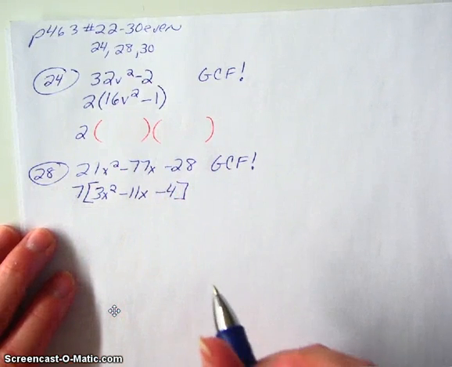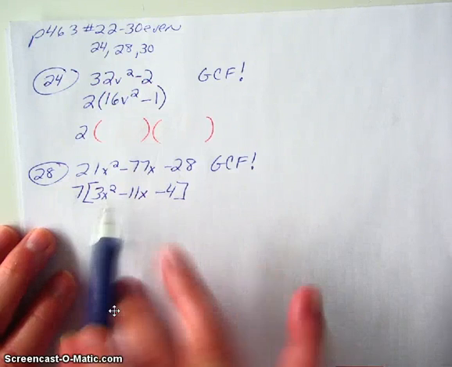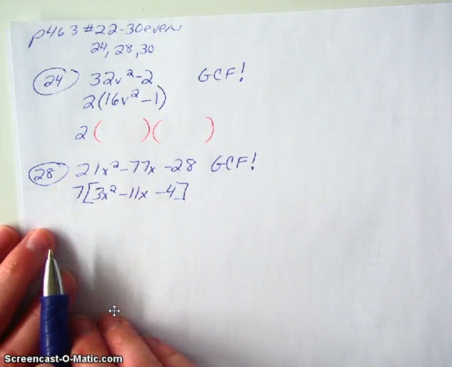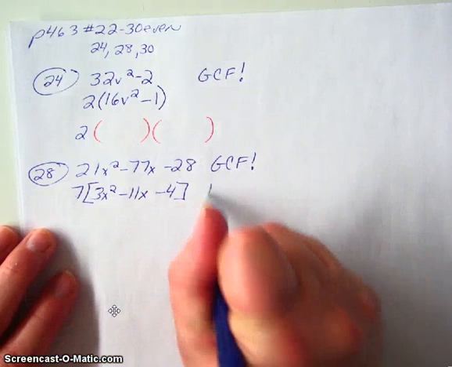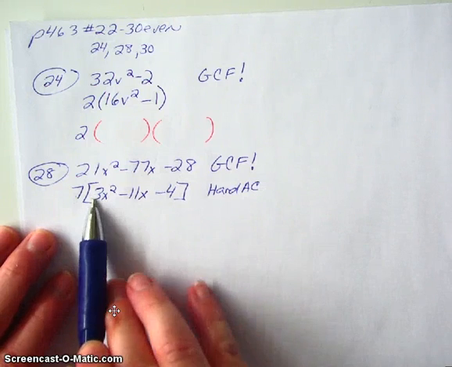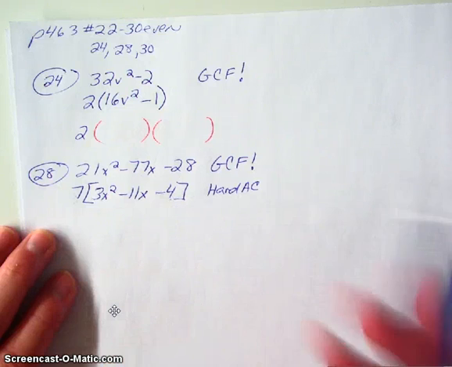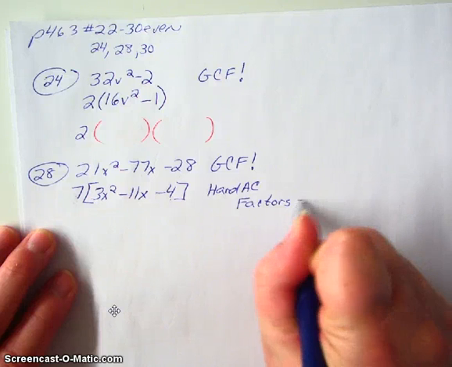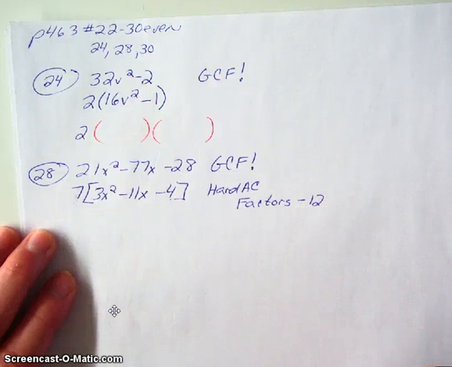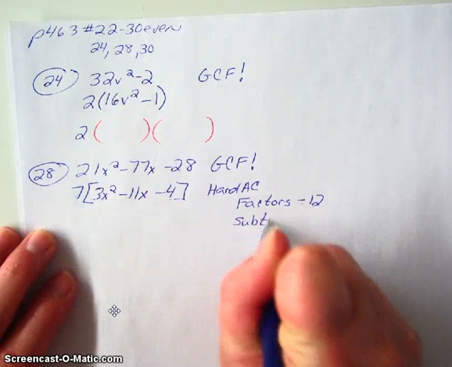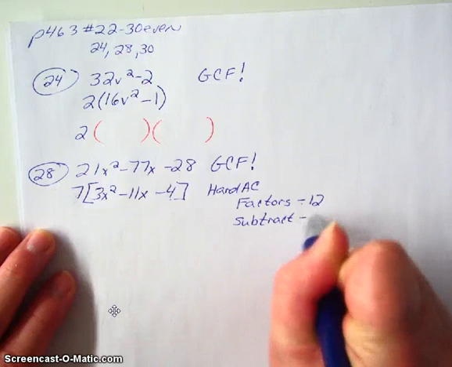Okay? Now you have to check inside the parentheses. This has 1, 2, 3 terms. We have to check to see if we can factor that further. So since it has 3 terms and the leading coefficient is not 1, I'm going to do hard AC. So I'm going to multiply A times C. So 3 times negative 4 gives me negative 12. I need factors of negative 12, okay? And since this is a negative number, that means I'm going to subtract them to get negative 11.